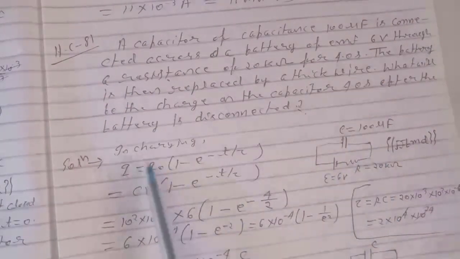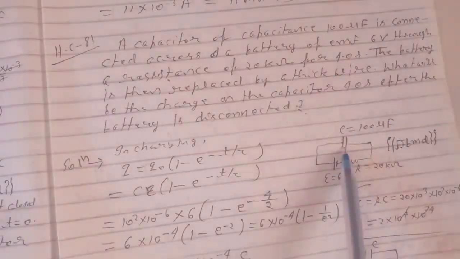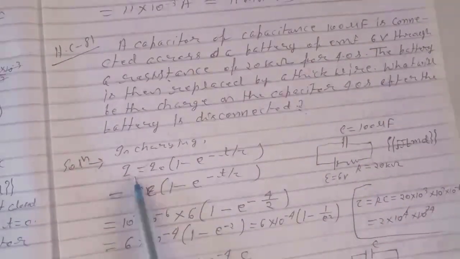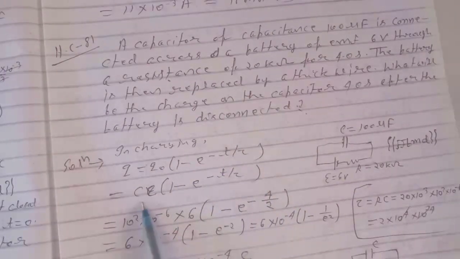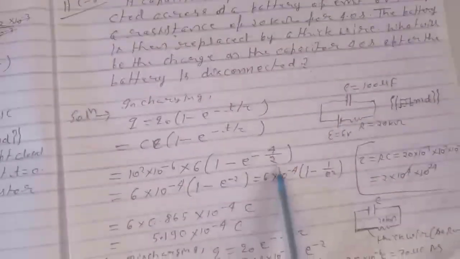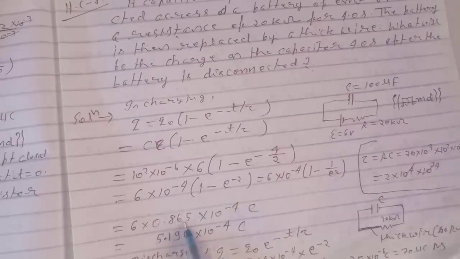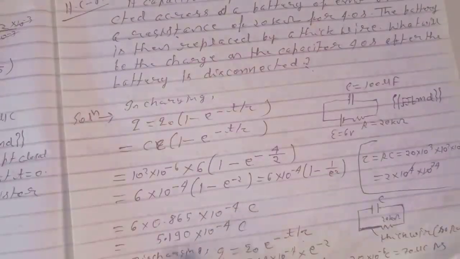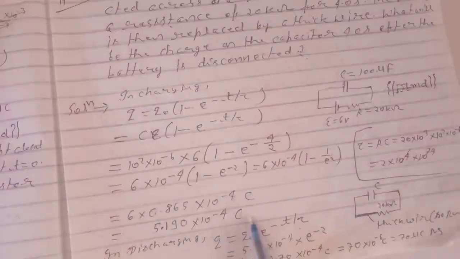So this will be the case of charging, because initially the charging Q equals Q naught into 1 minus e to the power minus t by tau, or C into 1 minus e to the power minus t by tau. Using all these values, we get 6 into 0.865 into 10 to the power minus 4, or 5.190 into 10 to the power minus 4 coulomb after 4 seconds.